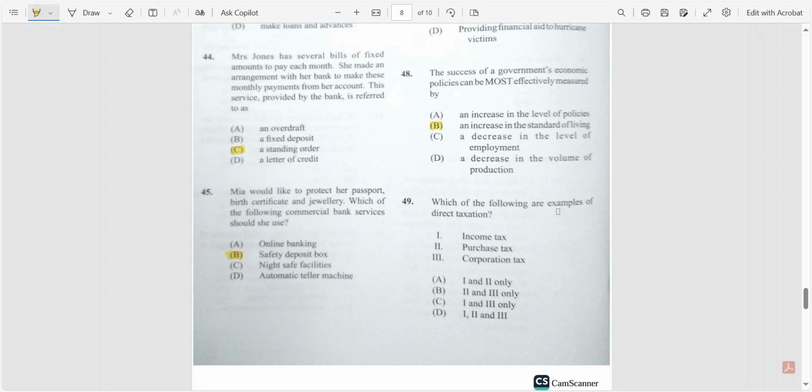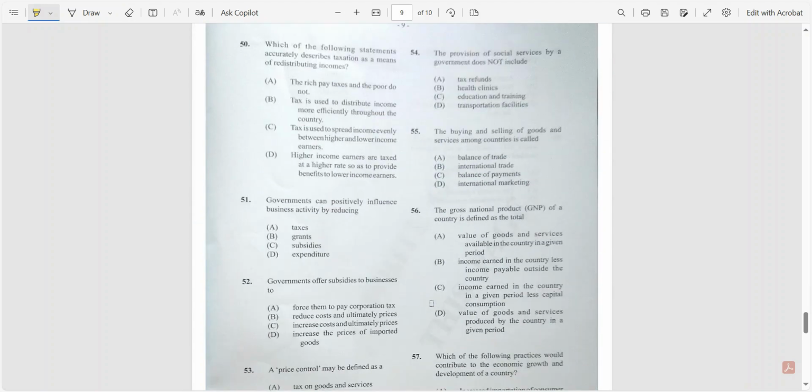49. Which of the following are examples of direct taxation? Income tax, purchase tax, corporation tax. And 49 is C. Which of the following statements accurately describes taxation as a means of redistributing income? The rich pay taxes and the poor do not. Taxes used to distribute income more efficiently throughout the country. Taxes used to spread income evenly between higher and lower income earners, or higher income earners are taxed at a higher rate so as to provide benefits to lower income earners. The answer, 50, is B.